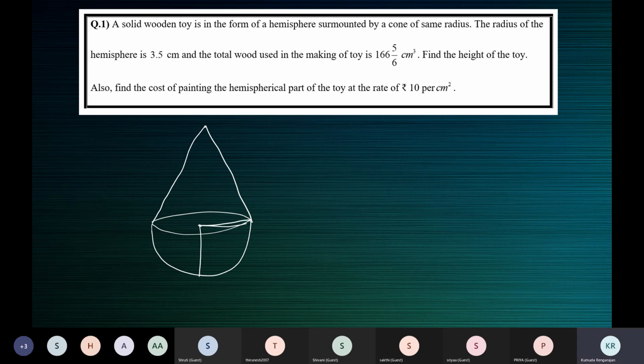Okay, so this is how the wooden toy is in the form of a hemisphere surmounted by a cone with the same radius. The radius of the hemisphere is 3.5. That means the height of the hemisphere is also 3.5. The radius of the cone is also 3.5. And the total wood used in making the toy is given there. Find the height of the toy. Also find the cost of painting the hemispherical part at the rate of rupees 10 per centimeter square.